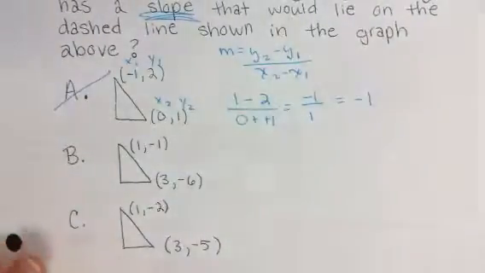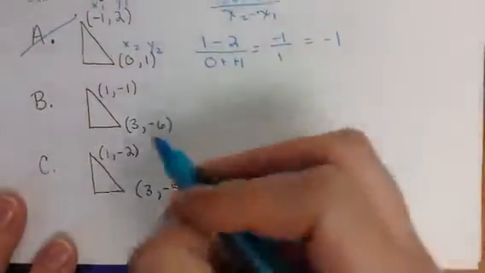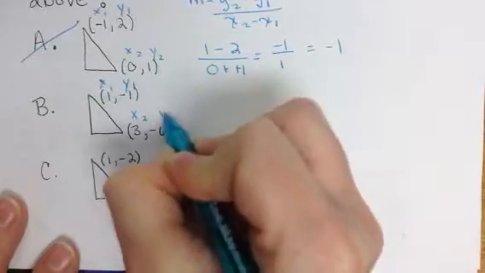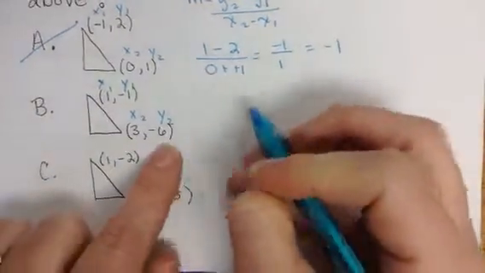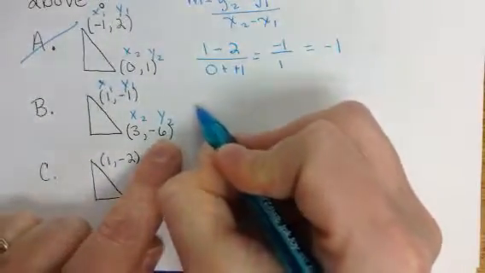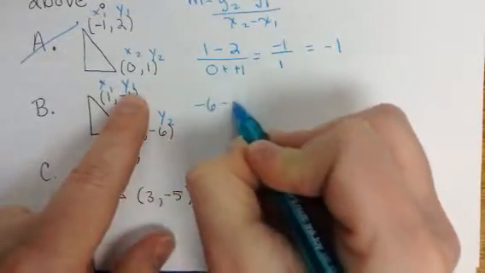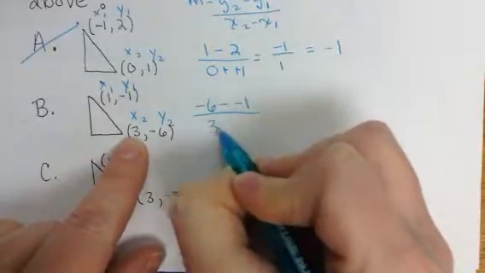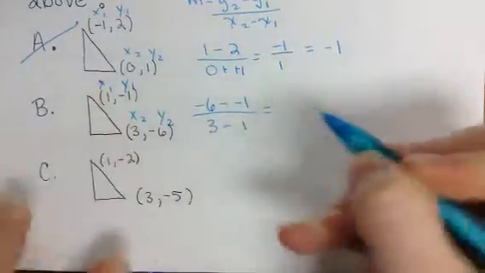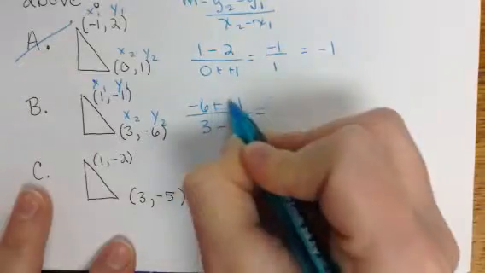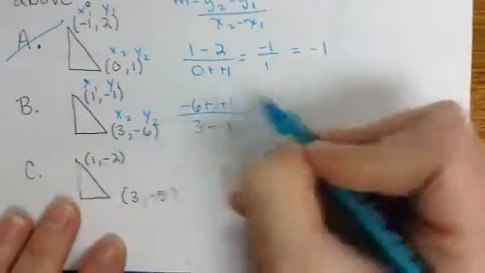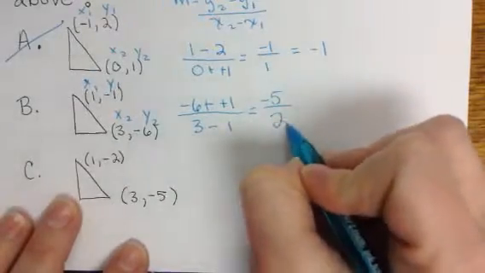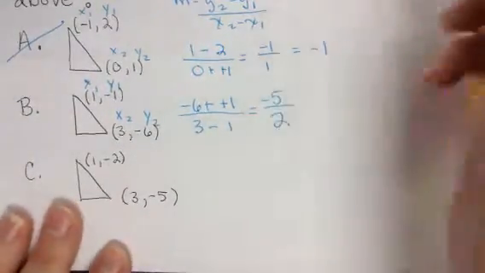I mark it out. The next one I'm going to label x1, y1, x2, y2. Now I start plugging in my numbers. It's going to say negative 6 minus negative 1 over, I take this one, 3 minus 1. I can change the minus and negative to a plus. Negative 6 plus 1 is negative 5. On the bottom, I get 2. This does not match the slope that I got at the top.